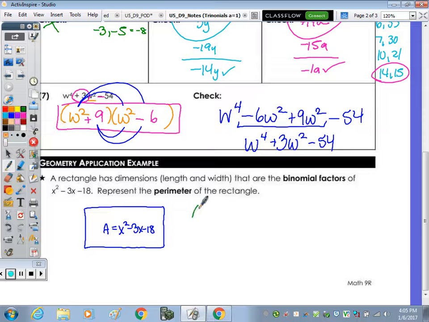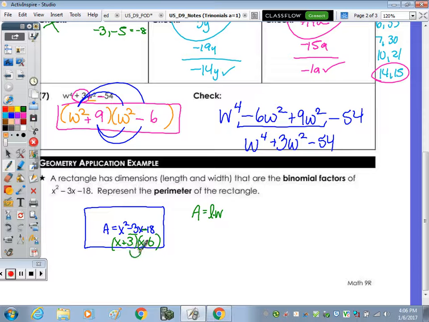Well, area is length times width. So it's a product, so it's factor times factor. So if I know the area, I want to factor it to determine the dimensions. So first it's going to be x times x. Factors of 18: 1 times 18, 2 times 9, it's going to be 3 times 6. That multiplies to a negative, so signs are different and combines to a negative. The larger number has the negative.